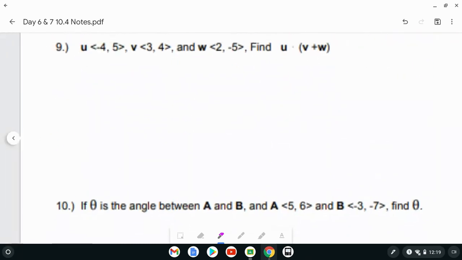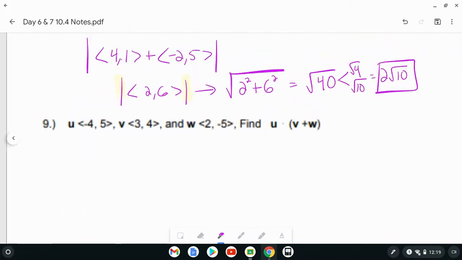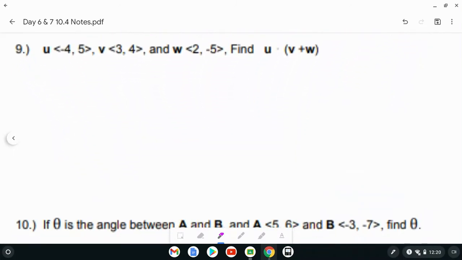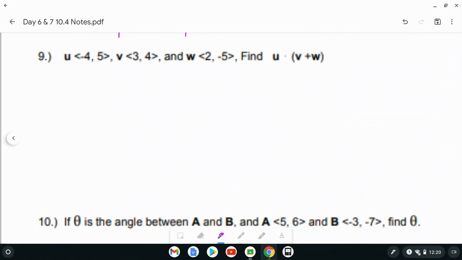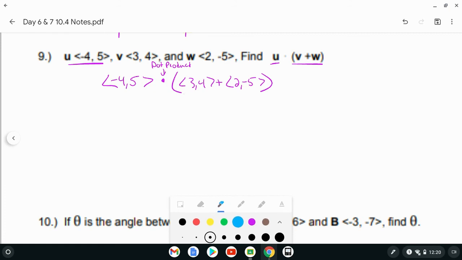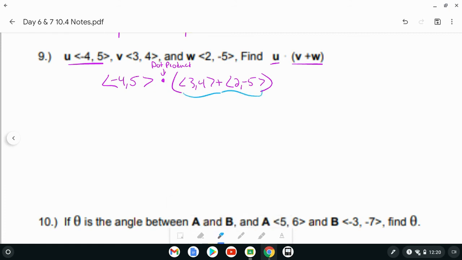The last problem we're going to take a look at, two more problems. Number 9, we're going to go through, again, a little bit of algebraic process. So if we have vector u, let's just fill in what we know right now. We have -4, 5. And again, we're doing the dot product, not multiplying, with u parentheses v plus w. So we have 3, 4 plus w is 2, -5. Just like our normal expressions, we got to do inside the parentheses first. So we're going to do our vector addition first. So we have 5, -1. And then the other one is still -4, 5.